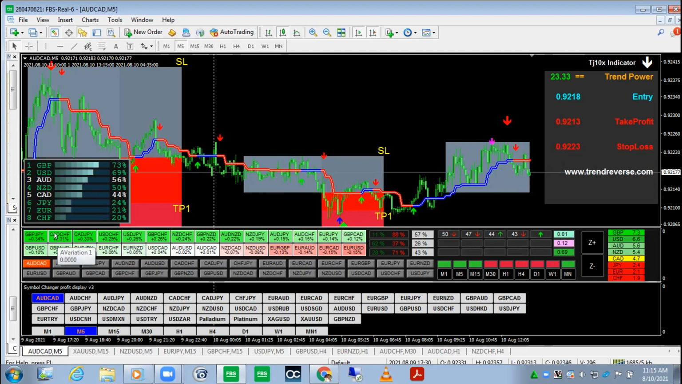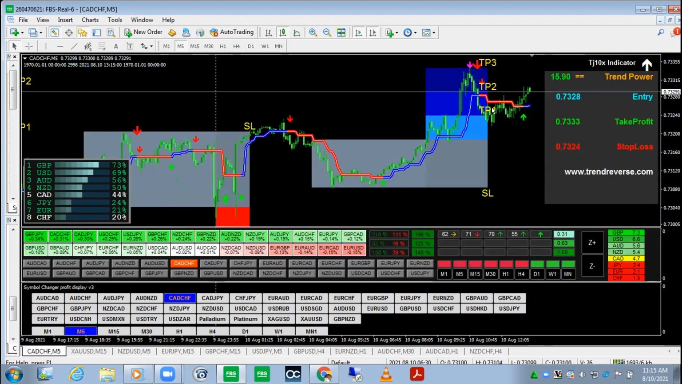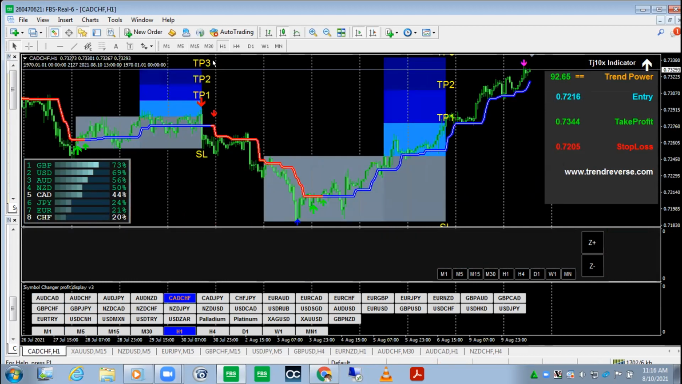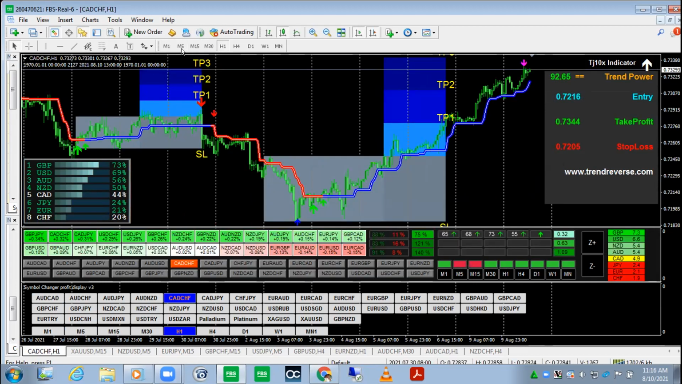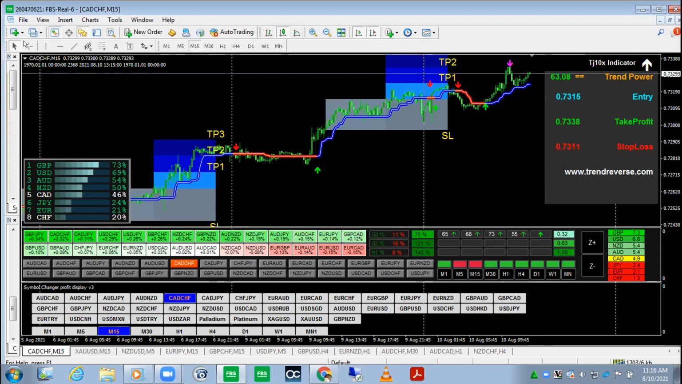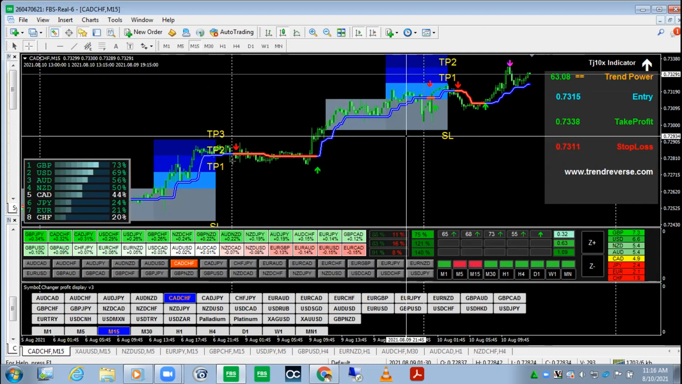Now let's look at card Swiss franc. This card Swiss franc, can you see? Card Swiss franc is in an uptrend. Let's see when the big move started. Let me go to 1 hour. Okay, let me go to 15 minutes. Let's see when the big move started today.